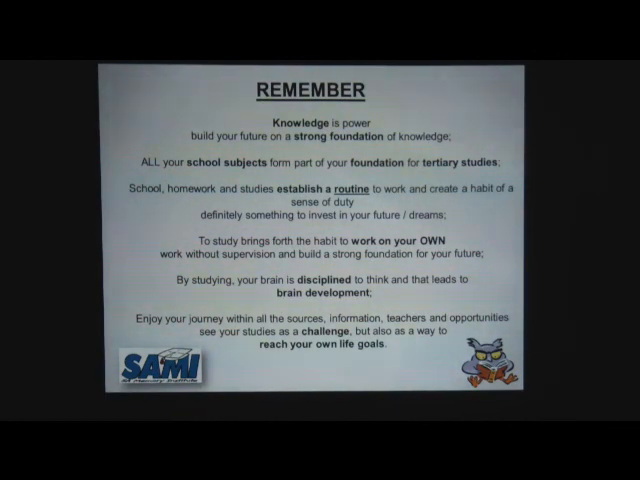To study brings forth the habit to work on your own, work without supervision, and build a strong foundation for your future. By studying, your brain is disciplined to think, and that leads to brain development. Enjoy your journey within all the sources of information, teachers, and opportunities. See your studies as a challenge, but also as a way to reach your life goals.